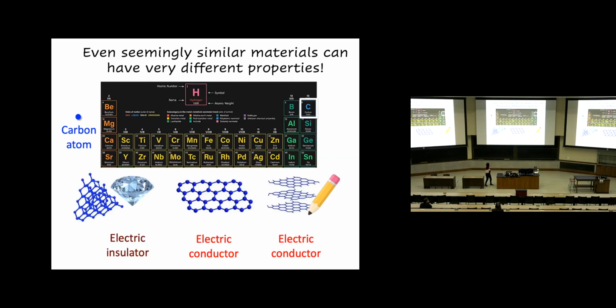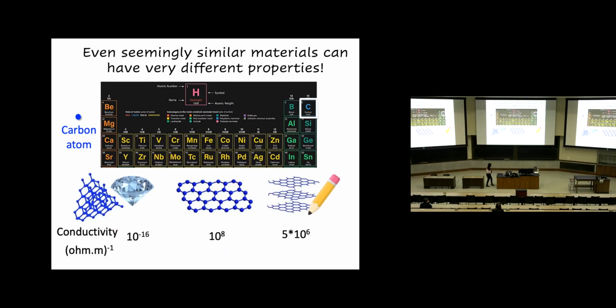And even if you look at these two, they're both electric conductors, but if you try to quantify them using numbers, using conductivity, which is a number that quantifies how easily you can push electrons through the material, then you see even these two have very different numbers. Showing these two examples is just to show you that material properties are actually very sensitive to all the details.